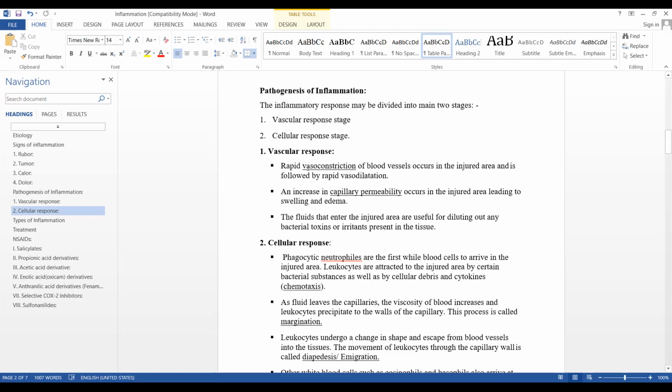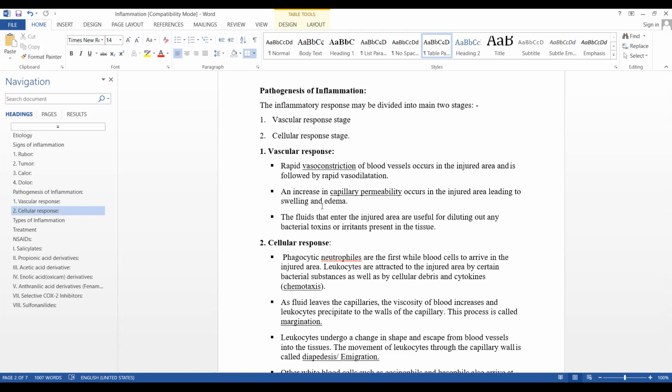What happened here? The rapid vasoconstriction, narrowing, is immediately followed by vasodilatation. So the fluid inside the capillary rushes into the tissues, and that causes the swelling and edema. This causes an increase in the capillary permeability, and whatever fluid is in the capillary will enter into the tissue, and this leads to swelling and edema.